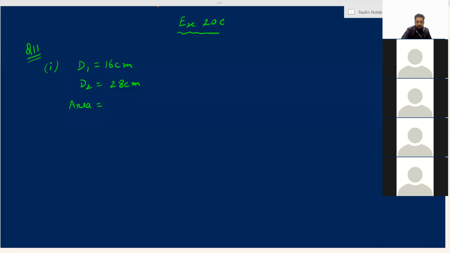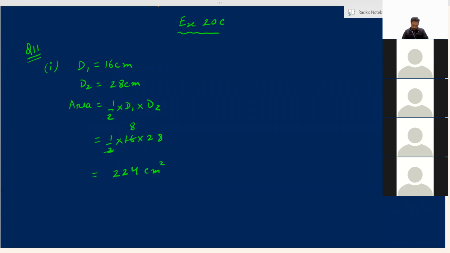Let's start doing it. Area equals half into d1 into d2. Half into 16 into 28. So this means 8 into 28. 56, 112, 224. 224 centimeters square. Right? Any doubt in the question? No.